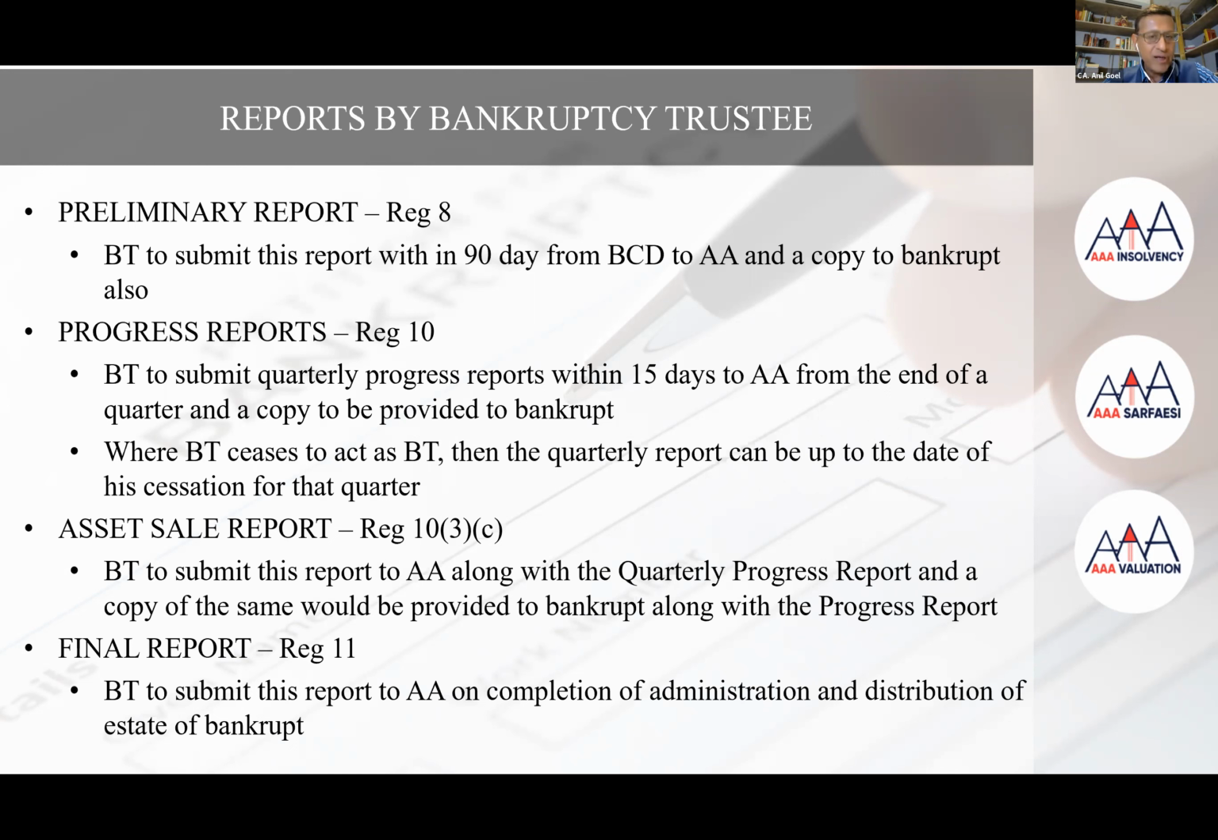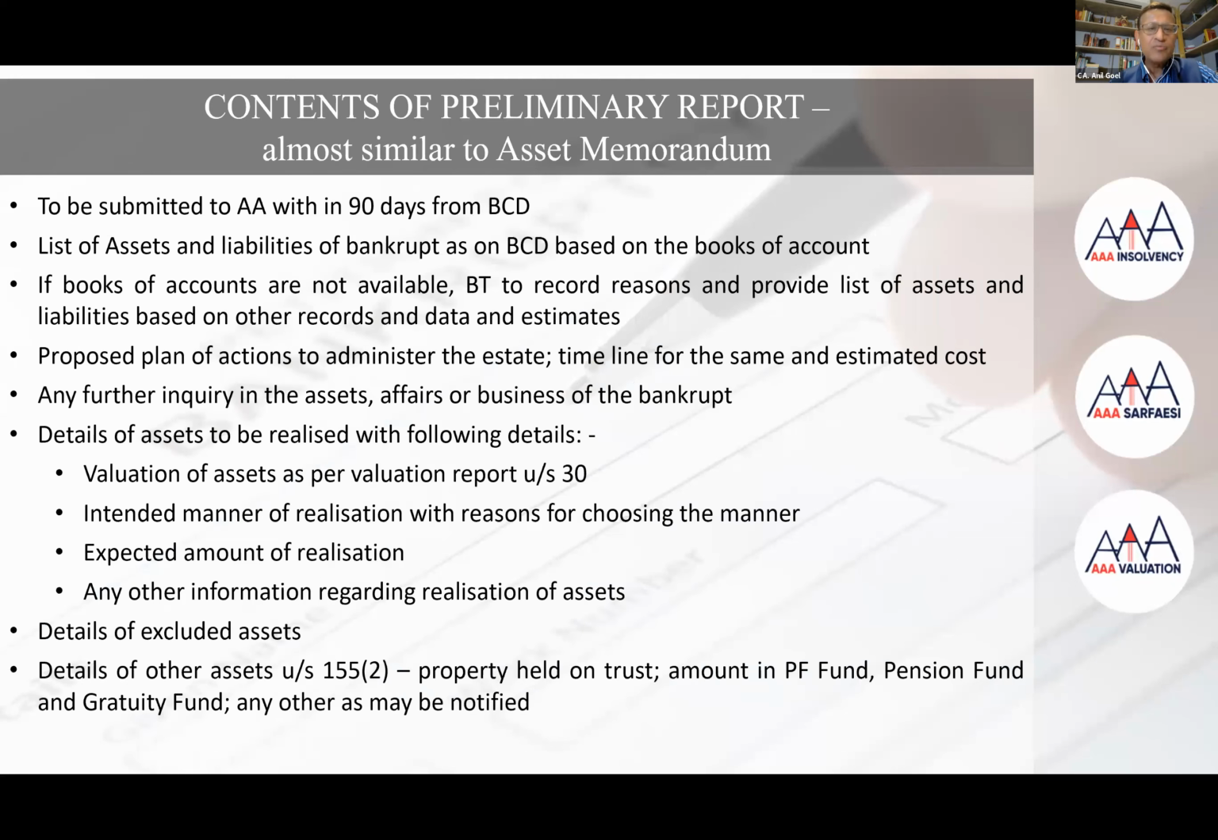It's a similar provision as we find in the liquidation process. The progress reports are supposed to be filed every quarter within 15 days. The asset sale report is along with the quarterly progress report, and the final report on the completion of the administration and distribution. These are all similar to the liquidation process.